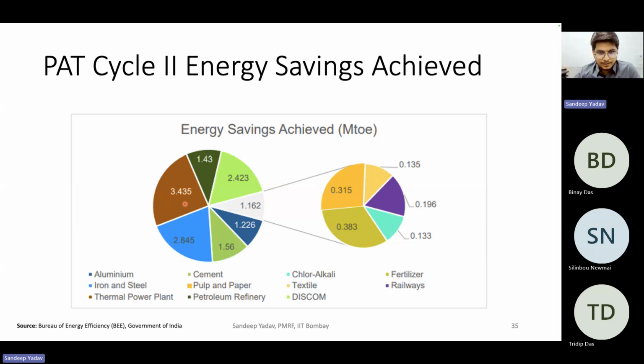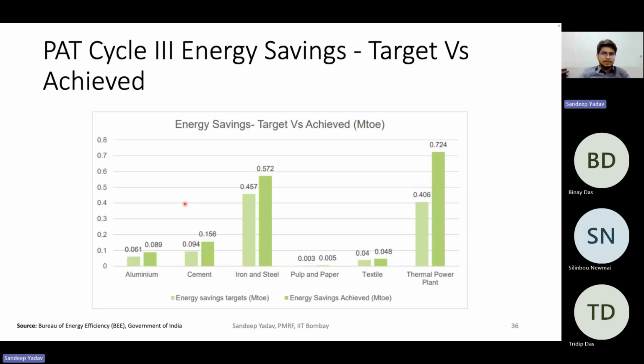That will be the base case. If you're underachieving, you have to trade that from the industry that is overachieving. If you're an underachiever, that's how the whole cycle works. This is the result of the PAT 3 cycle.